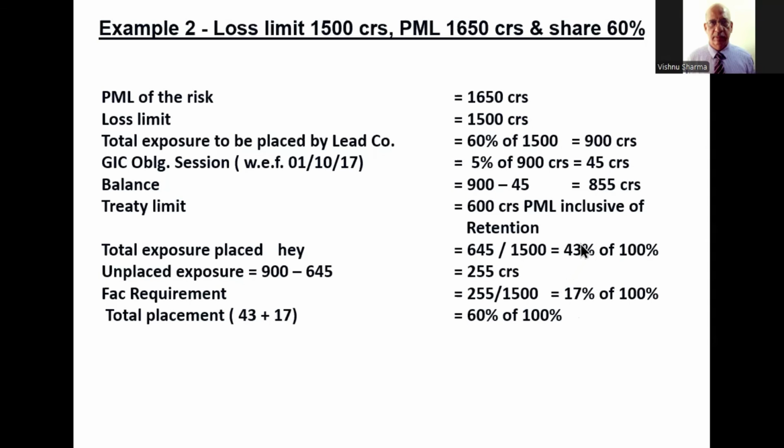So risk is now placed, 43 plus 17. 60% share is there, 60% is fully placed. Like this, FAC requirement is 17%. Their treaty is available to cover only 43% of the share, 43% of their 60% share. So balance 17%, they will have to go for FAC requirement. In this particular case, the FAC requirement will be 17% of their share. Okay.